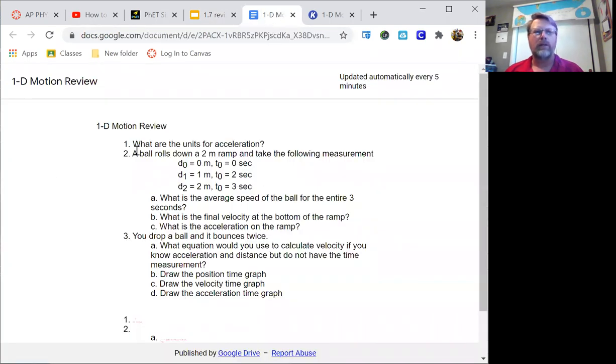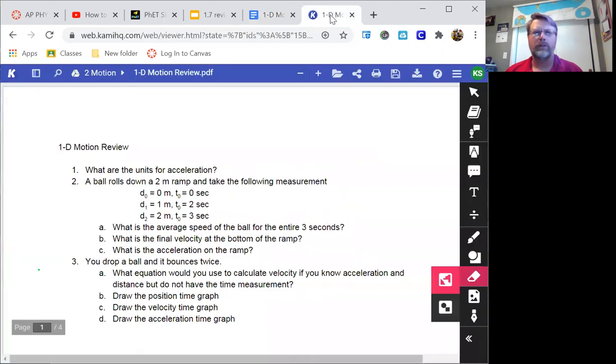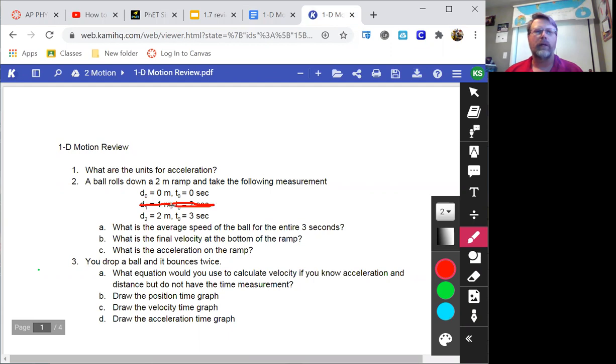And then to get you ready for that, I asked you a series of questions that you could practice if you wanted to, okay? Key thing about this one is rolling down the ramp, you could take a lot of measurements. I threw this one in here, does not matter, okay? You just need to know initial and final anytime you're doing any of these equations, okay?